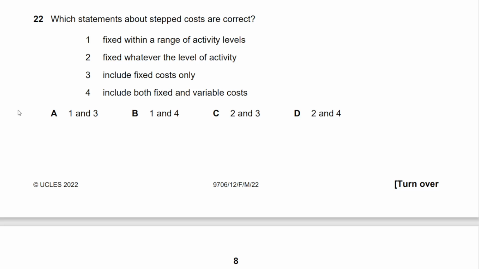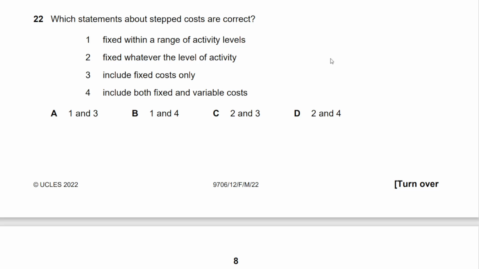Number 22. Which statements about stepped costs are correct? So, okay, fixed within a range of activity levels. Yes, because then they change as activity increases. Up to a certain level, they are fixed and then they change. Fixed whatever the level of activity, that's just fixed costs. Include fixed costs only. Yeah, that sounds good to me because it's only about fixed costs.